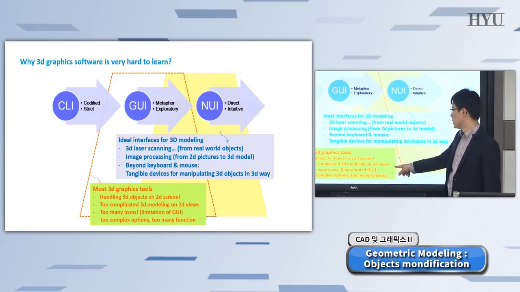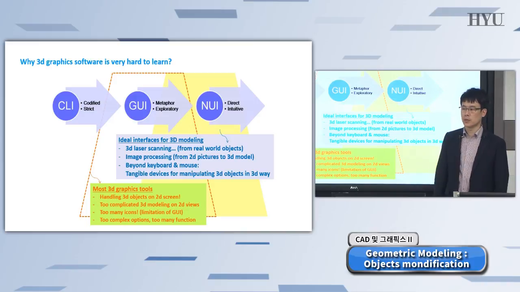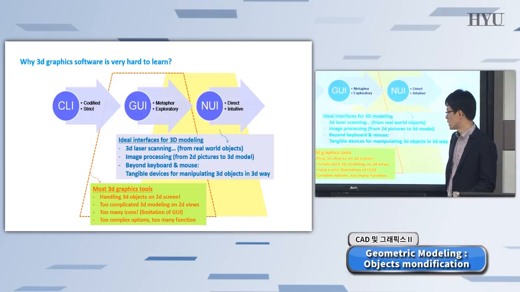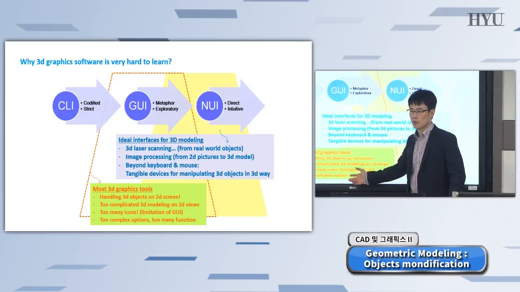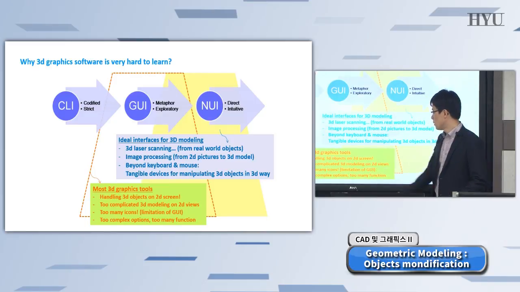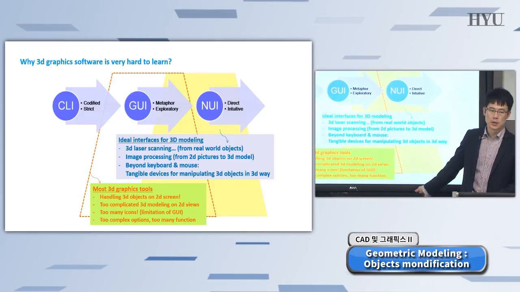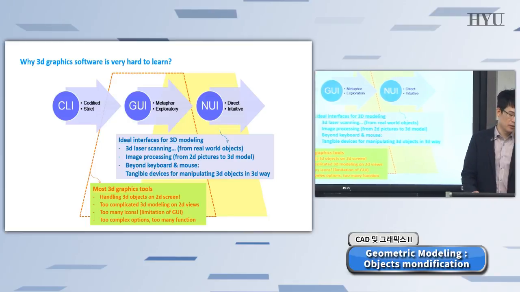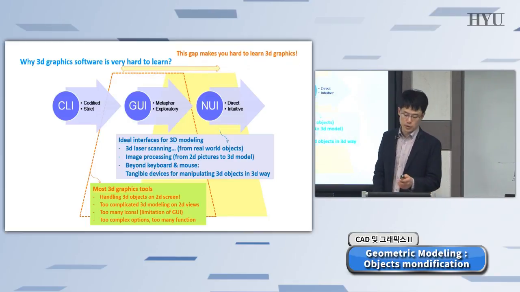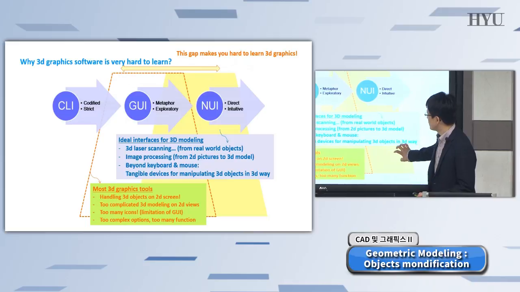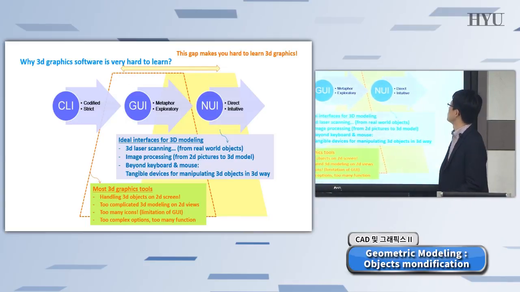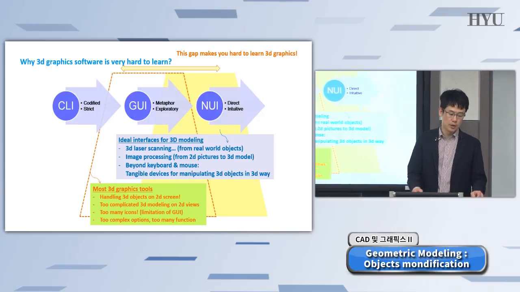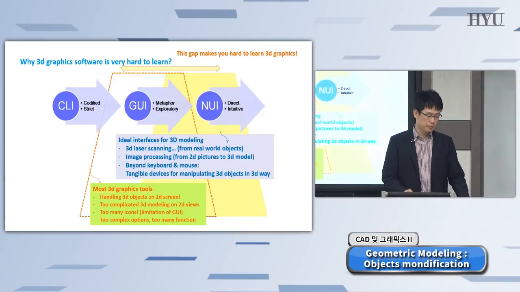To complicate 3D modeling on 2D projected views, okay, flat views, too many icons. You have to figure out which icon means what, okay? Too complex options, too many functions. It's not easy to understand exactly what you need to do. So this is ideal, this is reality, okay? This gap makes it really hard to learn 3D graphics, okay?